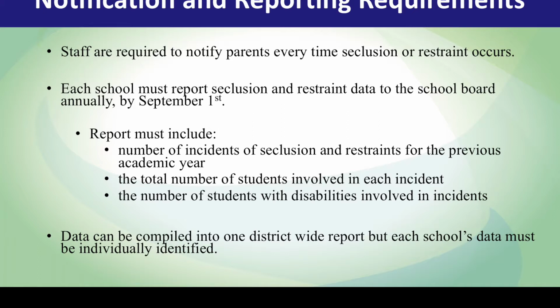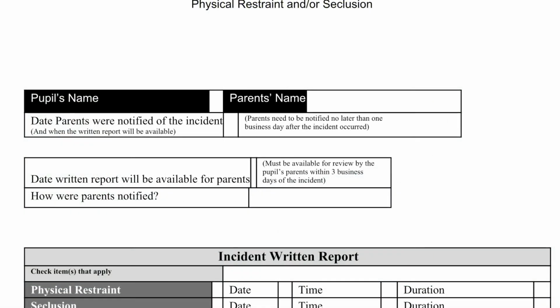Each school must report seclusion or restraint data to the school board annually by September 1st. At DC Everest, the school psychologist and pupil services director collects this data. Report includes the number of incidents of seclusion and restraint for that academic year, the total number of students involved in seclusion and restraints, and the number of students with disabilities involved in seclusion and restraints. Here is a copy of the form the DC Everest School District uses anytime a seclusion and restraint occurs. Please submit a copy to your building principal and school psychologist.